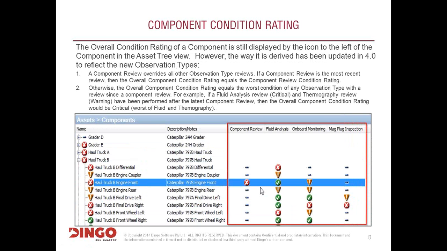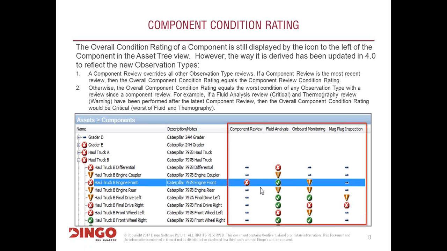So in that first column there on the right-hand side of the asset tree component review, you can see this haul truck B has had a component review rated critical, and that's set the overall condition to critical, even though the fluid analysis and onboard monitoring were normal and warning. So that's the concept of a component review. But apart from that, if there isn't a component review, so the rest of these components here are just tracking the observation types recorded against them, and in that case the component condition will be equal to the worst condition of any of those observation types that have come in.